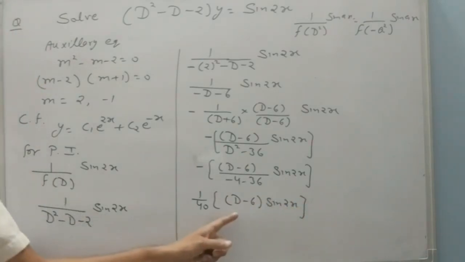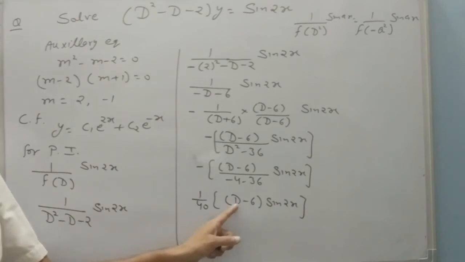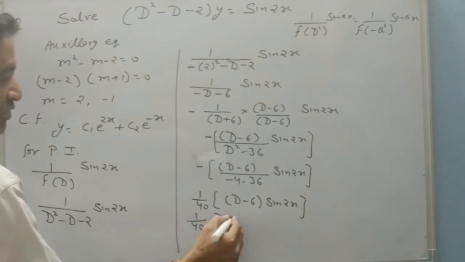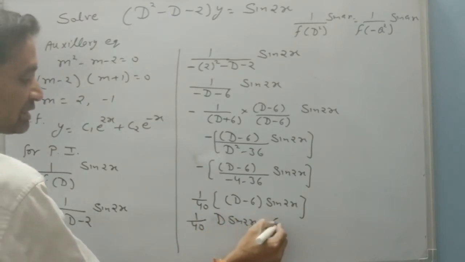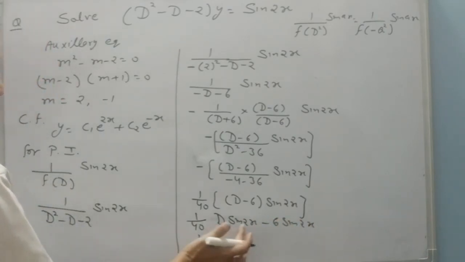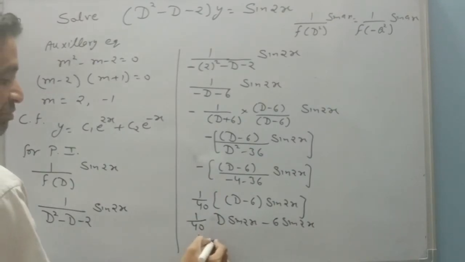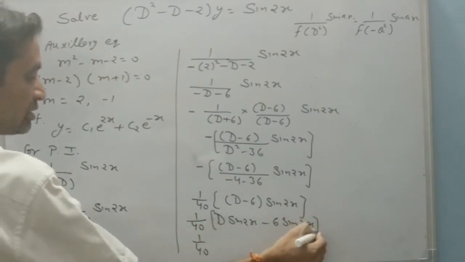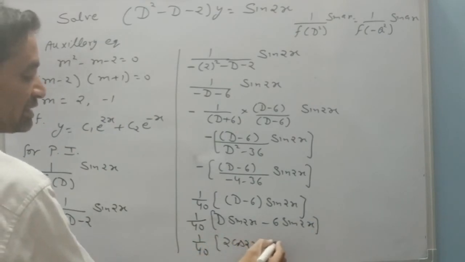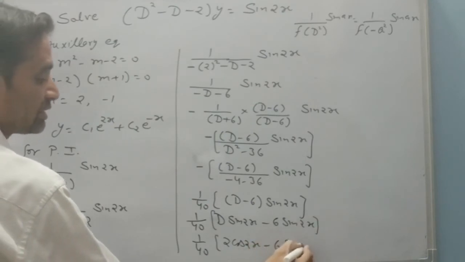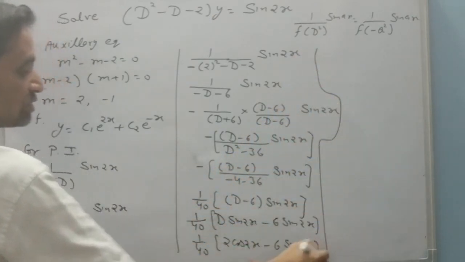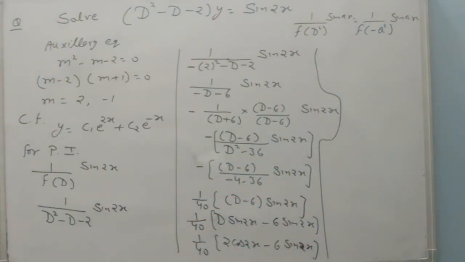Now D is for derivative, d by dx. So when we multiply this one, I will get 1 upon 40, derivative of sine 2x minus 6 sine 2x. It will become 1 upon 40, derivative of sine 2x will be 2 cos 2x, minus 6 sine 2x. So you know how to write. Therefore, the particular integral is this.